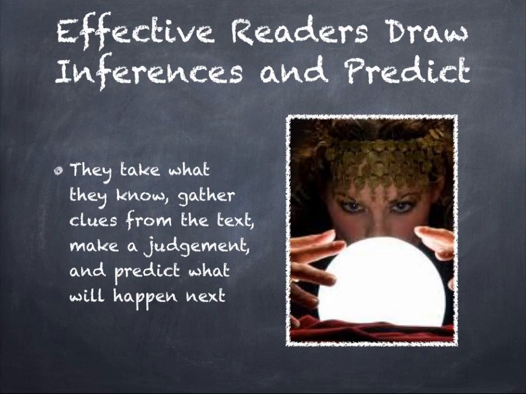Effective readers draw inferences and predict. They have to take what they already know and then gather clues from the text. Then they have to make a judgment and predict what they think is going to happen next. This is an area students really struggle with. Time and time again, we see on the ACT, Explore, and Plan tests that students are not answering the inferential questions correctly. And in our Accelerated Adolescent Reading Initiative courses, we see that students really struggle with connecting what they already know and thinking through the clues to come up with answers.